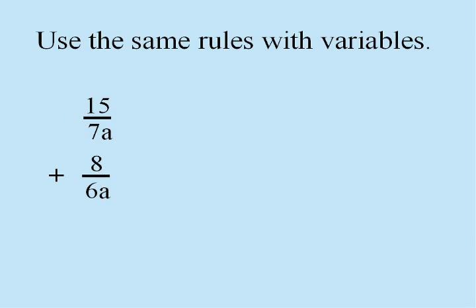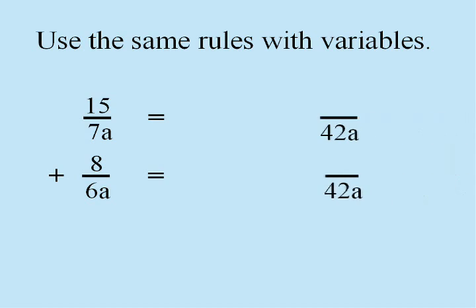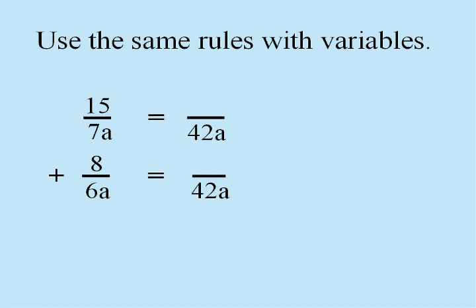How about this one? Well, just because it has letters doesn't mean we're going to do anything different. Don't be afraid. What we're going to do is make the denominators be the same. What is the least common denominator of 7a and 6a? Well, I need a 7, I need an a, and I need a 6. 42a.